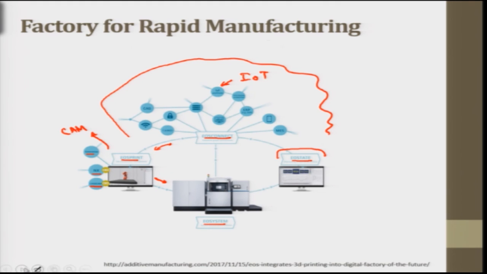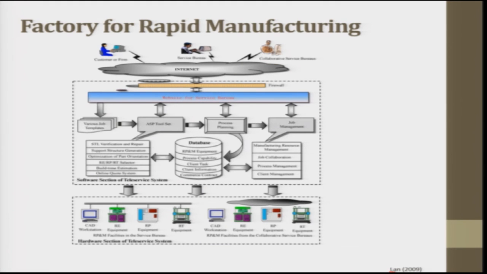Also, extensive research was done by Lan in 2009, and he developed a web-based rapid manufacturing architecture. What he said is that from the internet, a customer or firm or service bureau or collaborative service system can provide the information, and this information is provided using a website of the manufacturer, and they use various tools. Various job templates are already available which interact with this. This is the main thing, a web-based website that is interactive with them. So they have the ASP tool set, process planning and job management. This is all the factory part.